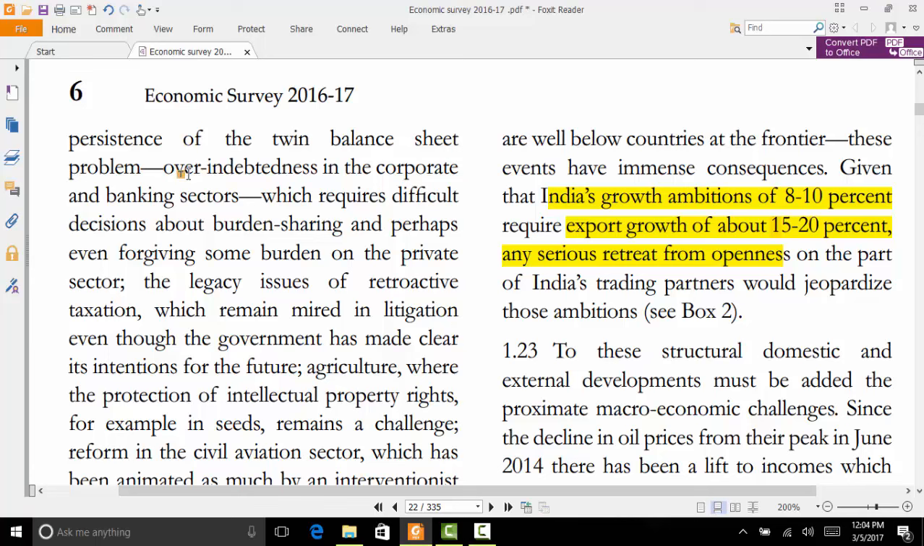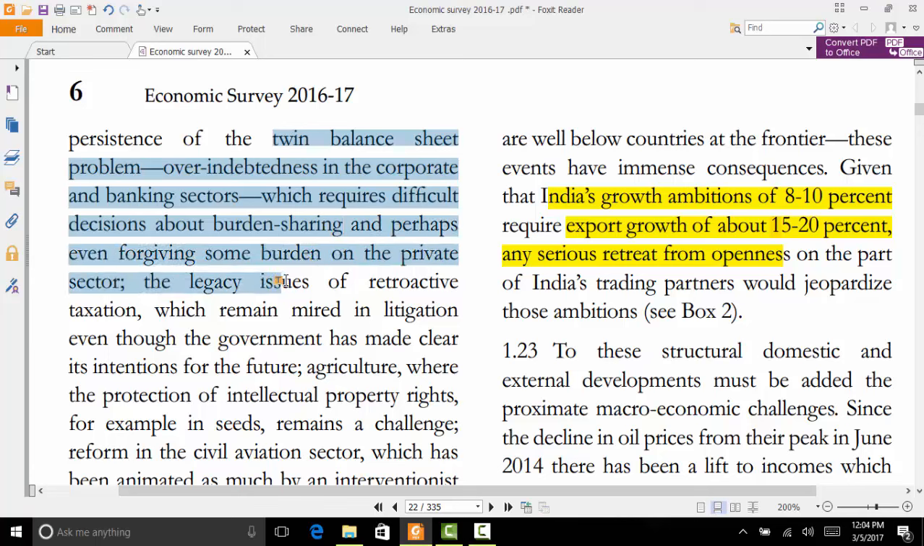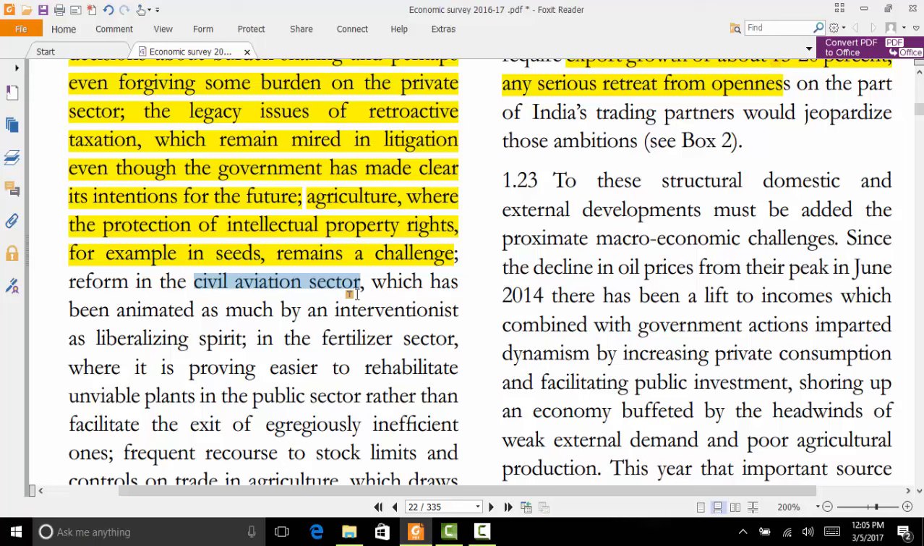Here they discuss this as well: the persistence of the twin balance sheet problem, over-indebtedness in the corporate and banking sector, which requires difficult decisions about burden sharing and perhaps even forgiving some burdens on the private sector. The legacy issue of retroactive taxation remains mired in litigation, even though the government has made clear its intention for the future. In agriculture, the protection of intellectual property rights, for example seeds, remains a challenge. In civil aviation, the government is not looking at privatizing it, and despite losses still wants to make it world class despite its ruining government revenues.